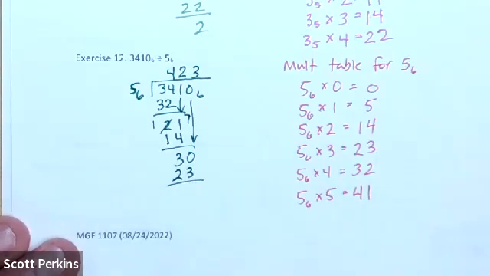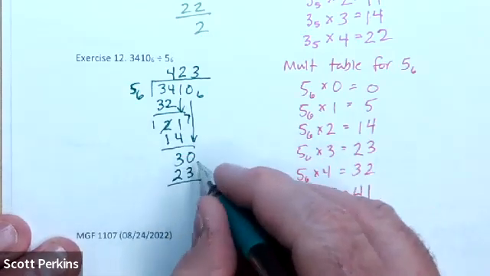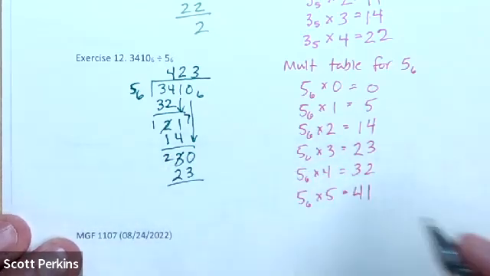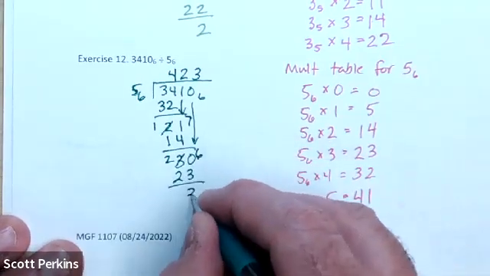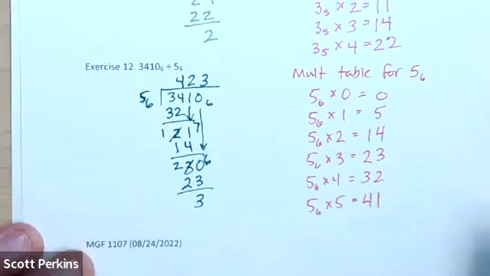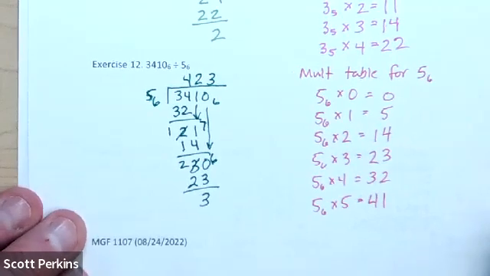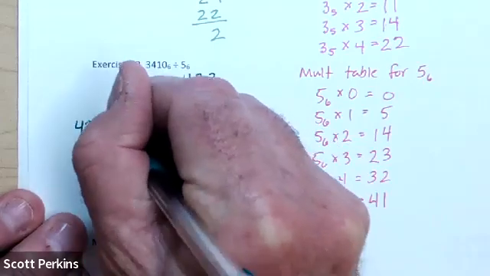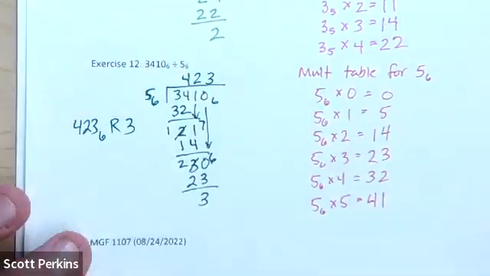One more time, please remember you're subtracting base 6. So when I borrow from the 3 and it becomes a 2, I've borrowed a full group of 6, so that 0 becomes a 6. And 6 minus 3 is 3. So 3, 4, 1, 0 base 6 divided by 5 base 6 goes 4, 2, 3 base 6 with a remainder of 3 units.